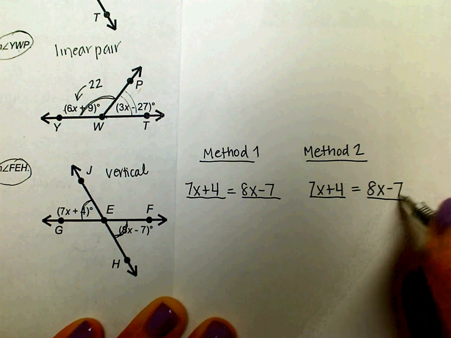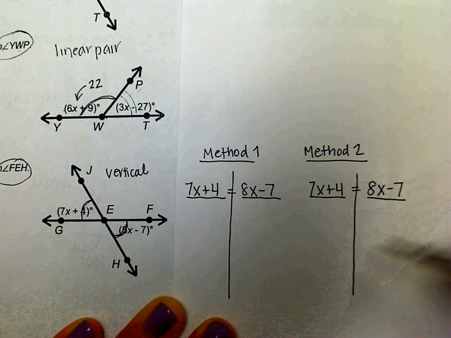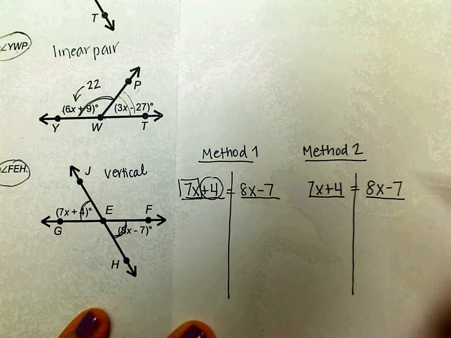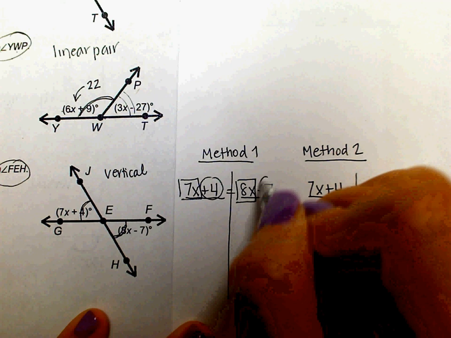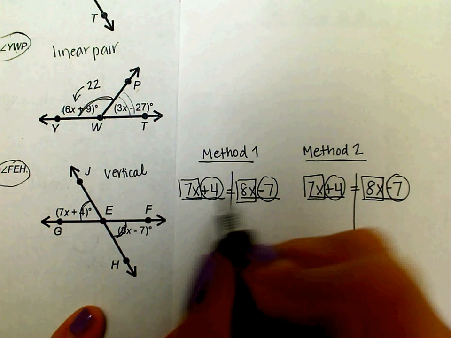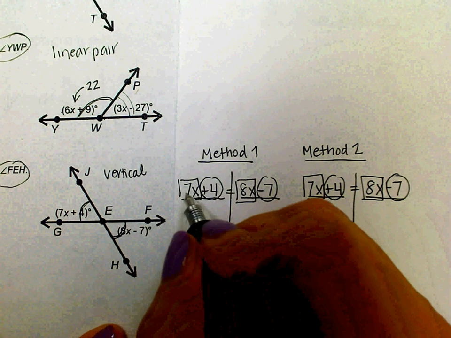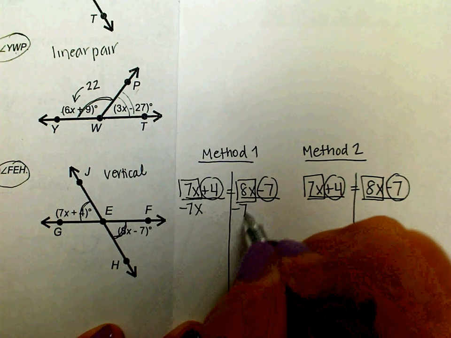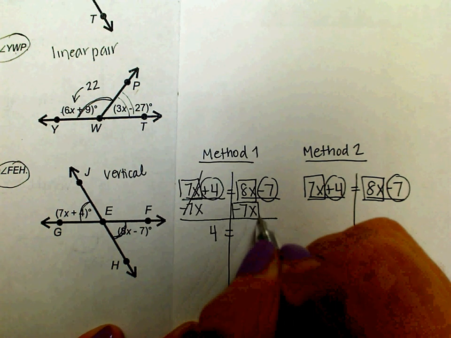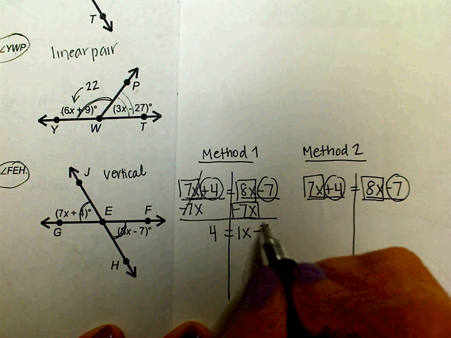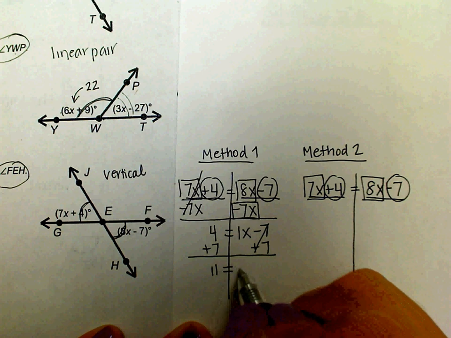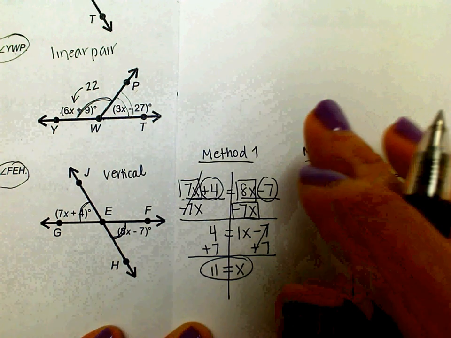Alright, now box and circling is the same for both methods. Okay, so we're going to do this one. We have a variable on both sides. Let's move the smaller one, so subtract it. And you get 4 equals 8x minus 7x is 1x minus 7. If you want to get rid of this, just add 7 to both sides. And you get 11 equals 1x or just x. Well, they didn't have that as a trap answer this time, so that's good.